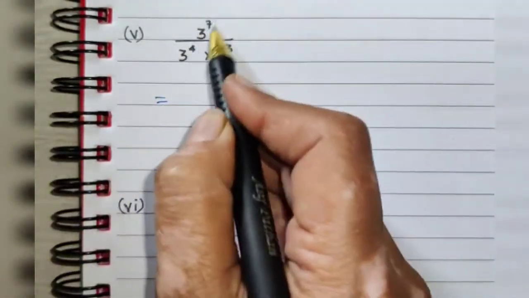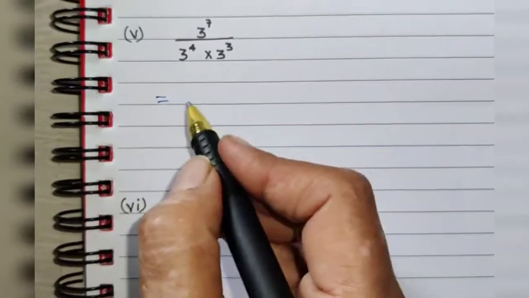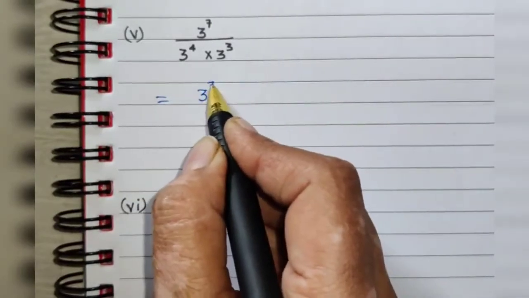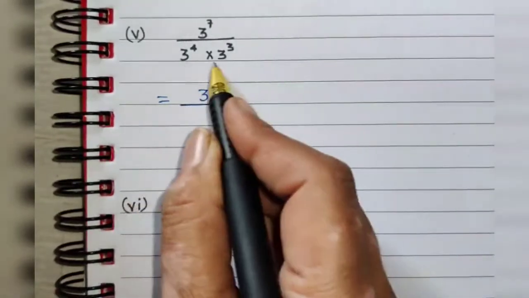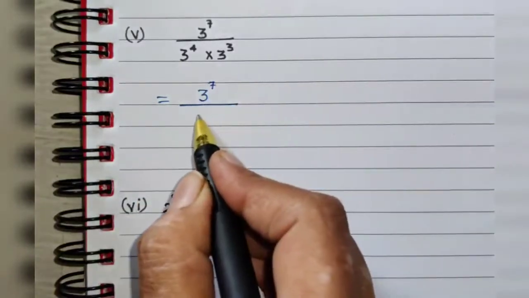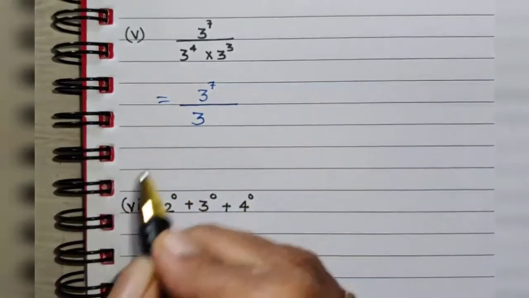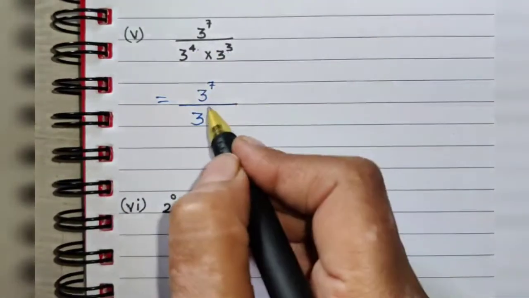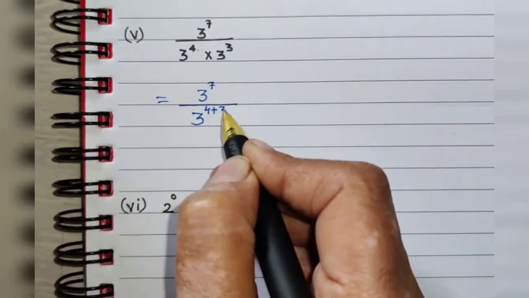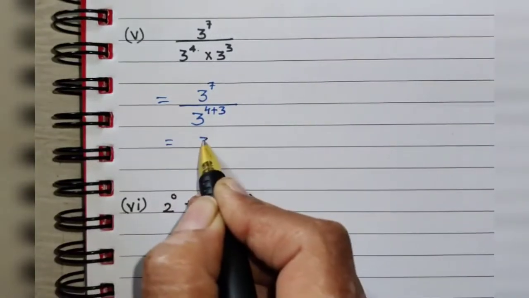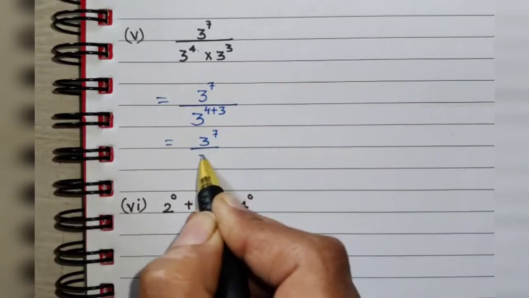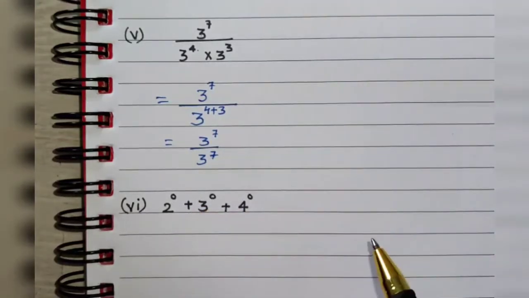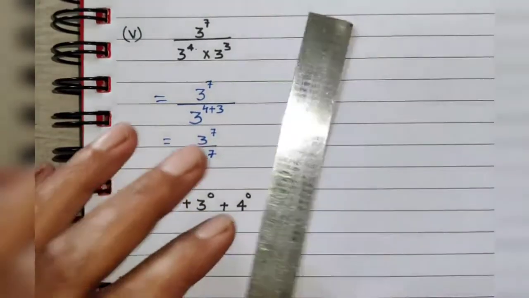Now we have only one digit up, nothing to be done there. So we are going to write it as it is. But below we have the powers, the base is same. So we are going to write 3 here and 4 plus 3 here. So it will be 3 to the power 7 upon 3 to the power 7. Okay, so I am doing the rest of the sum here.